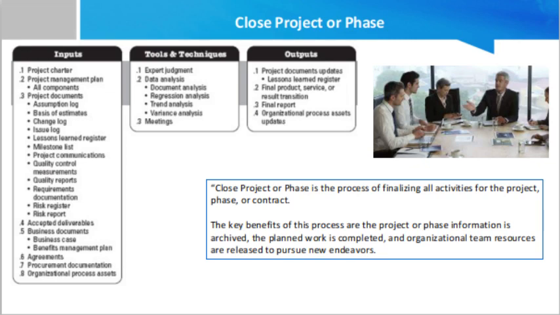Then agreements. In this case, agreements means the contracts that were issued for the project and recorded in the procurement management plan. The actual requirements for formal procurement closure are included in the procurement management plan and can be checked against the terms and conditions of the contract. Then procurement documentation. To close the project, all procurement documentation is collected, indexed, and filed.